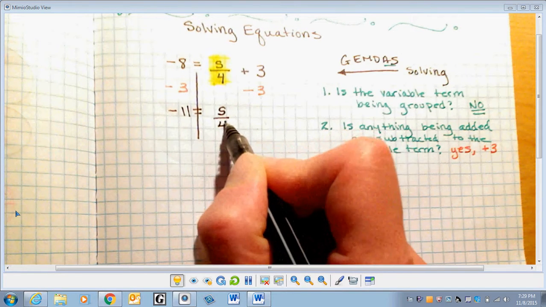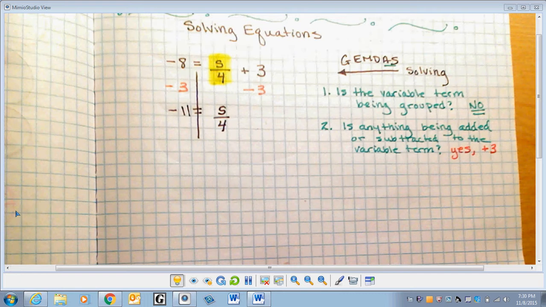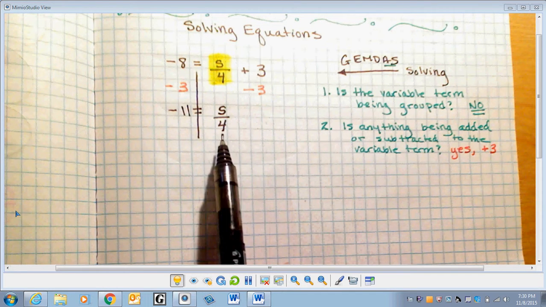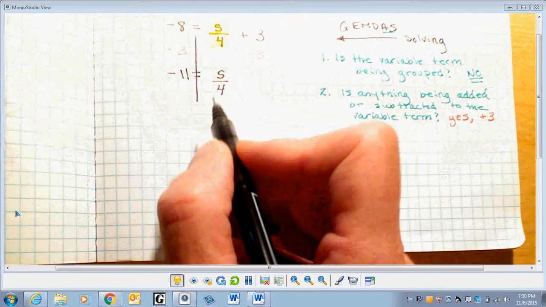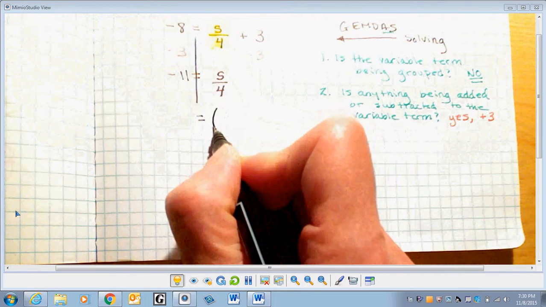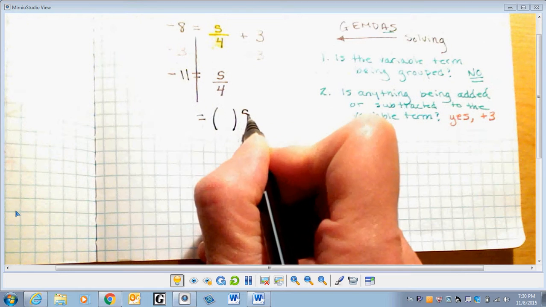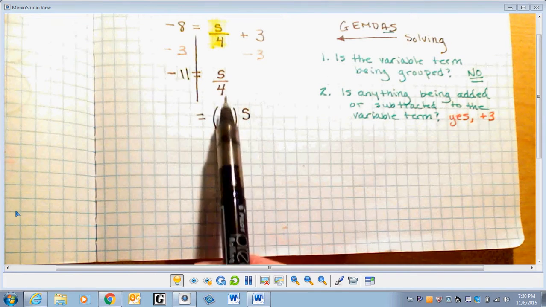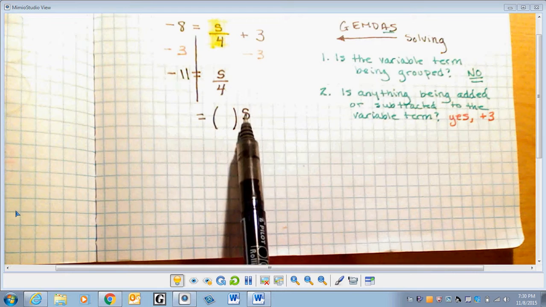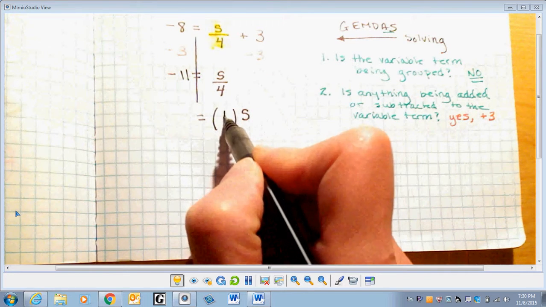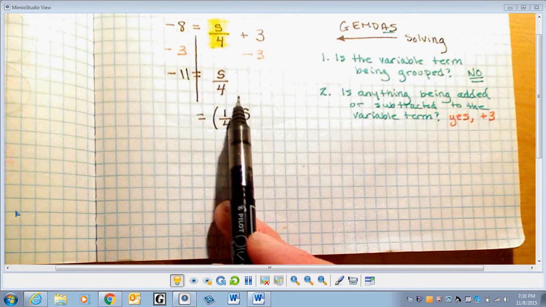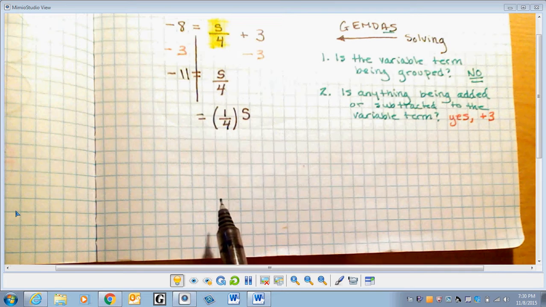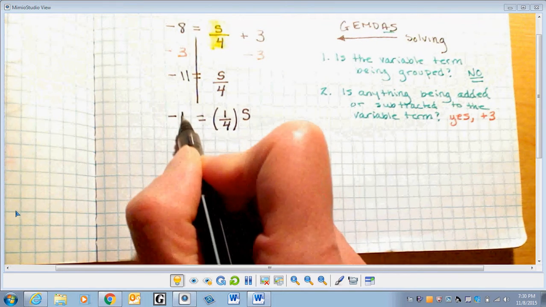divided by 4. Okay, so I want to look at this a little bit differently before we go on. I can rewrite this s divided by 4 to be something times my s. So in order for this to be s divided by 4, if I were to multiply this by 1/4, 1/4 times s is the same as s divided by 4, isn't it? I'm going to just bring down this negative 11.